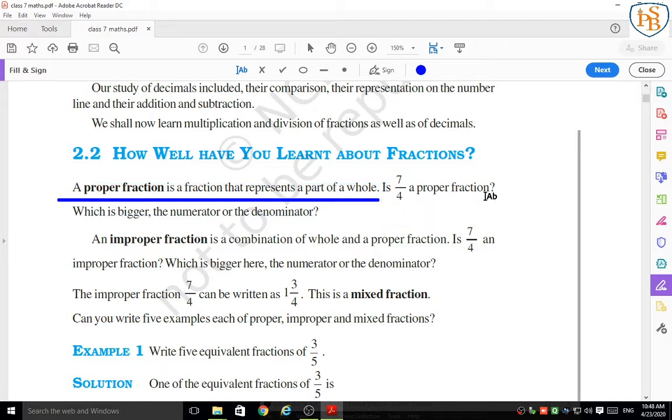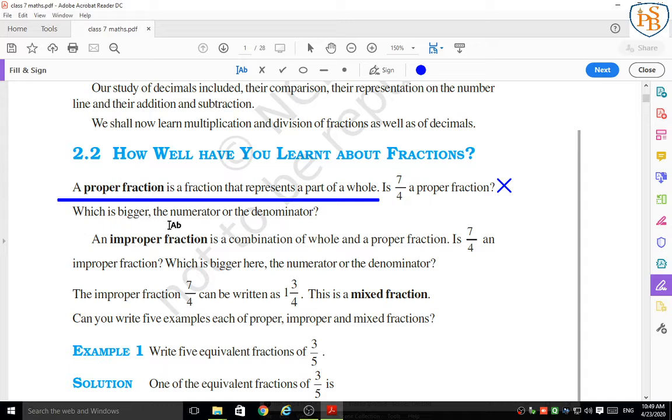Then look here. Is 7/4 a proper fraction? No, it is not a proper fraction. Why? Because you can see that the numerator is more than the denominator, and a proper fraction is a fraction that represents a part of a whole. That means it will be less than 1. But here you can see that 7/4 is more than 1. So it is not a proper fraction.